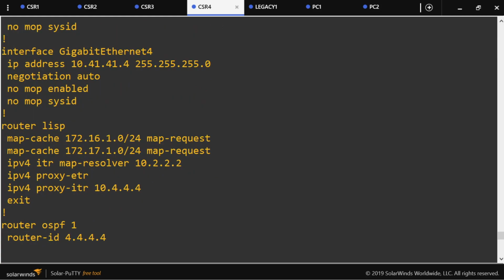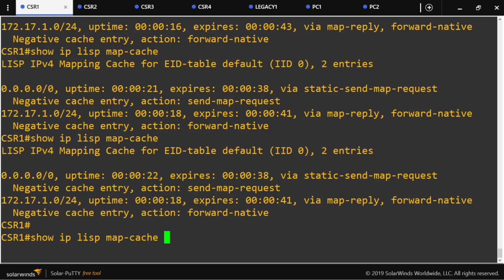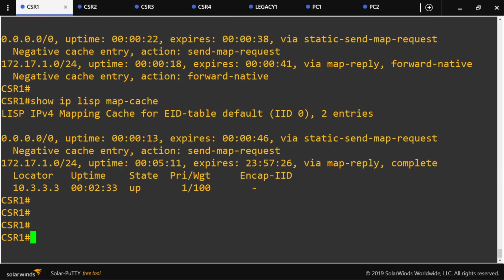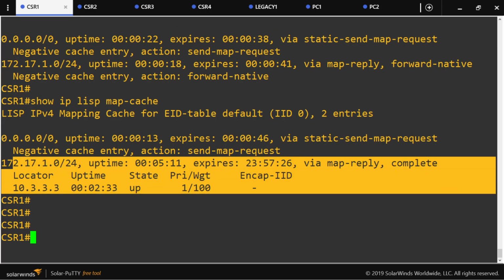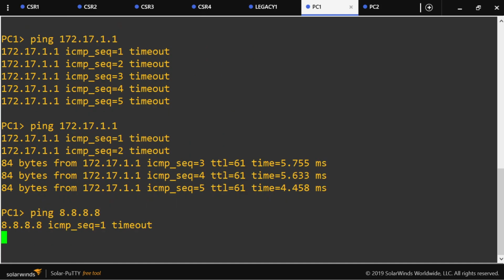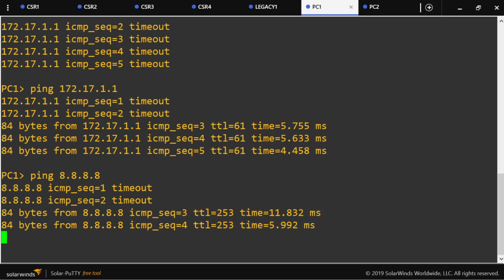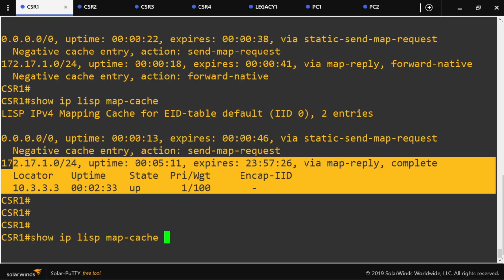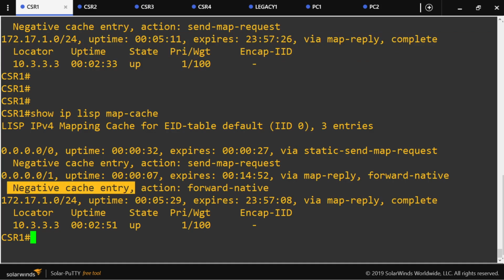This is the config. Now let's see the table that we have here. We only have a table to communicate with the other LISP site. Now let's see what happens if I ping 8.8.8.8. The proxy should be providing services, and then we'll see a negative cache entry.